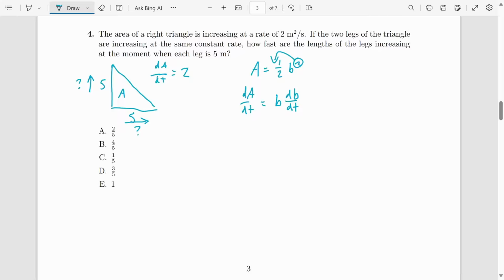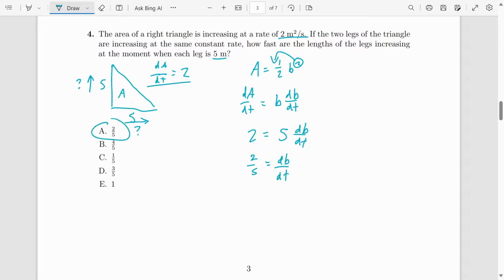Now we can go ahead and plug in the information that we know. We're given dA over dt, that's 2 meters squared per second. We're trying to find dB over dt, the rate at which the lengths of the legs are increasing. We're given b, which is 5 meters at that given point. So we plug those numbers in. We get 2 equals 5 times dB over dt. Divide both sides by 5. You get 2/5 as our answer.